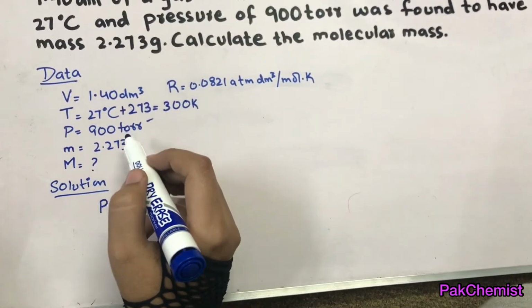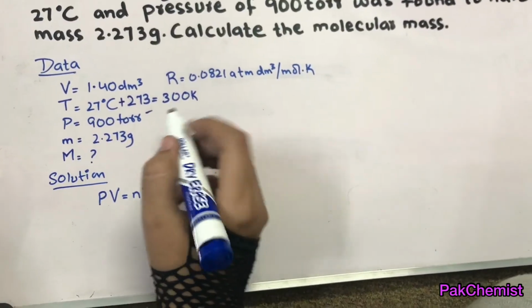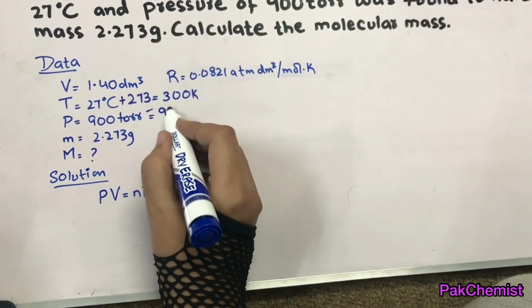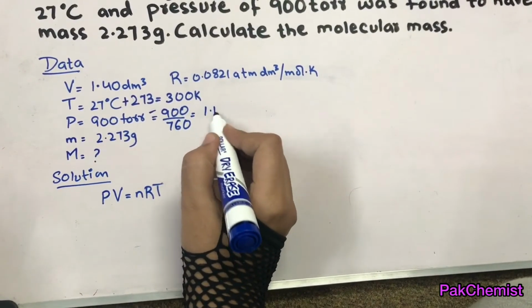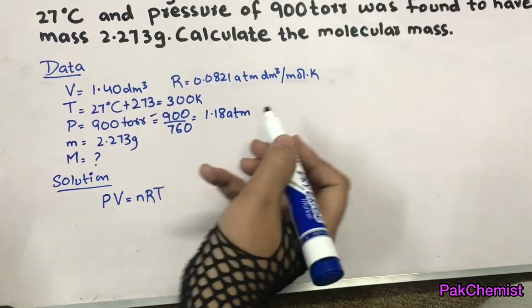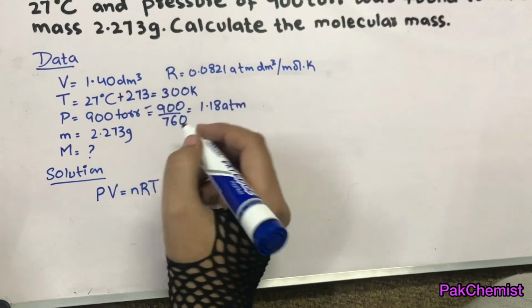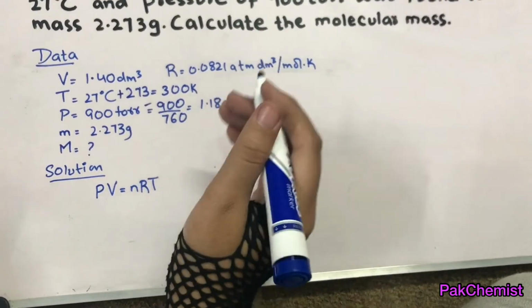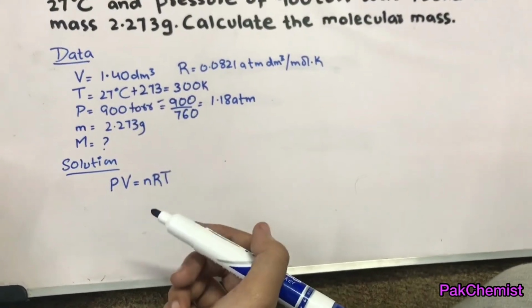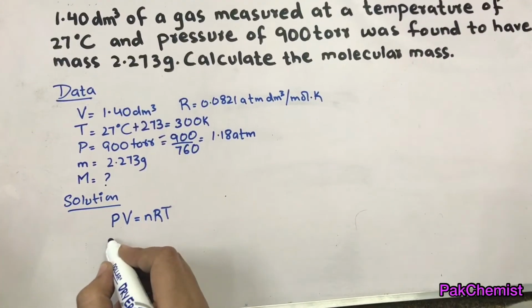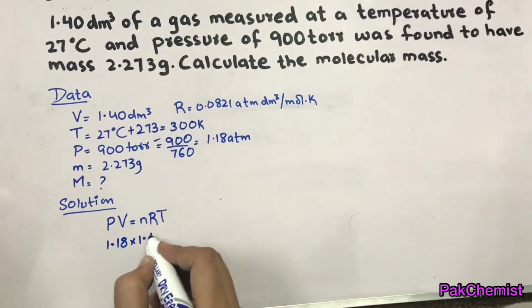If you want to convert torr into ATM, you only need to divide it by 760. So let's divide. 900 divided by 760 gives 1.18 ATM. If you want to go back from ATM to torr, you just have to multiply the given ATM pressure by 760. So let's come back to our numerical. Pressure is given, that is 1.18. Volume is given, that is 1.40.